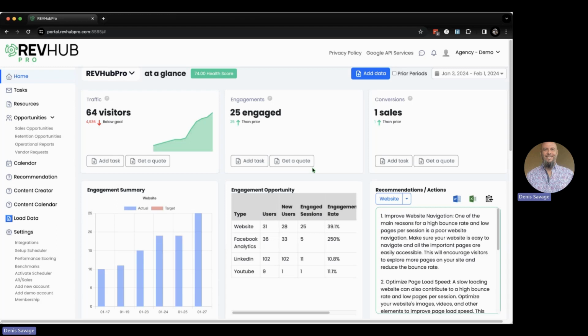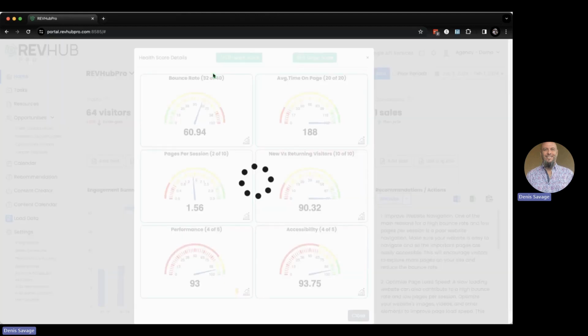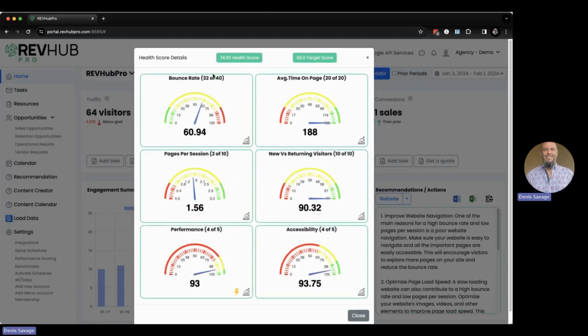Today, we're going to focus on our health score listed at the top. We're looking today at the home page, which gives a synopsis of how the website is performing. Your health score is the core vitals that encompass your website's overall health, and where RevHub Pro crunches those numbers to provide actionable intelligence in the form of recommendations, again, leading to increased sales. Your health score details are a composite of industry standards.